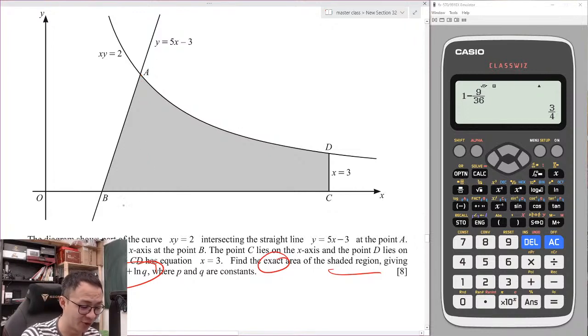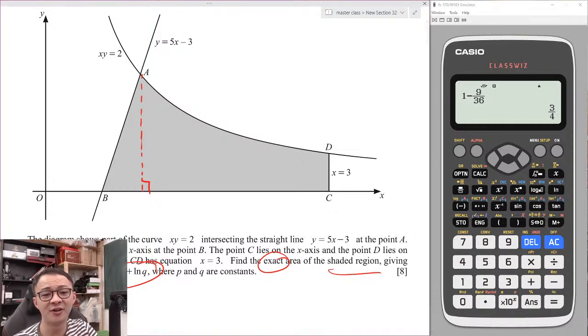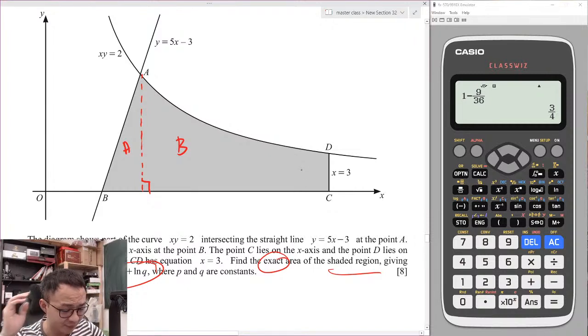Yeah, even though my drawing is not so 90 degree, let me draw again. It must look like 90 degree to the x-axis. Alright, so I know if I want to find the area of the shaded region here, I need to find the area A, which is a triangle, plus the area B, which is the area under the curve.